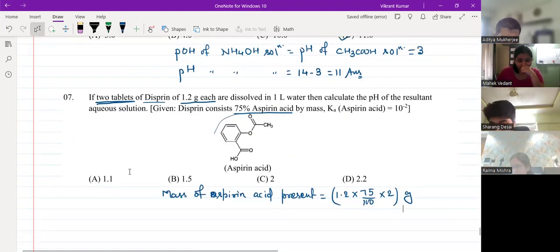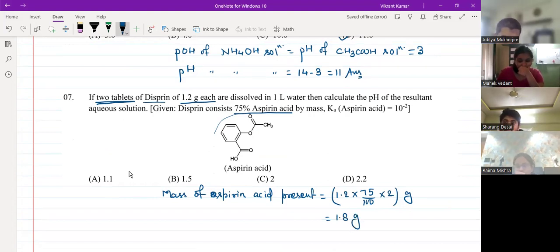Now if you calculate it, what we are getting here is 2.4 into 75 by 100, so this will be 1.8 gram, है ना? Now this is mass. If I have to calculate moles ना, तो molecular mass से divide करना पड़ेगा, and that's why we need to calculate the molecular mass.